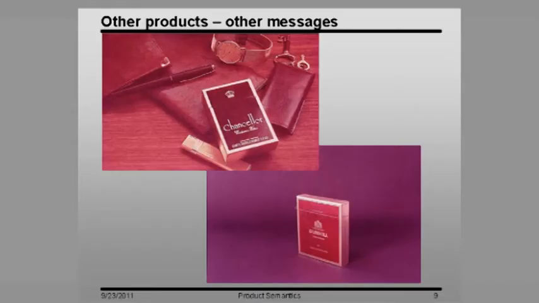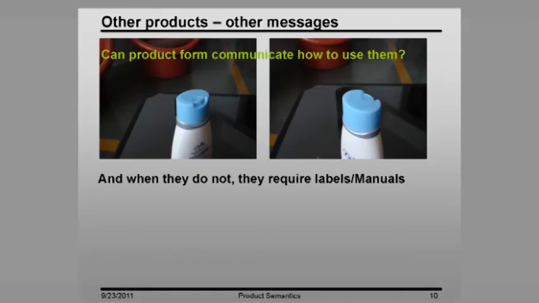We are also able to tell which products are more expensive than others. What is in this product that tells us these cigarettes are likely to be more expensive than maybe others that you buy? The gold. But sometimes we also miscommunicate, and I'll show you many examples of how miscommunication occurs.